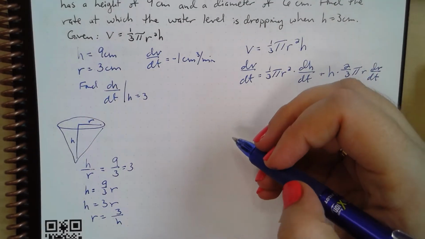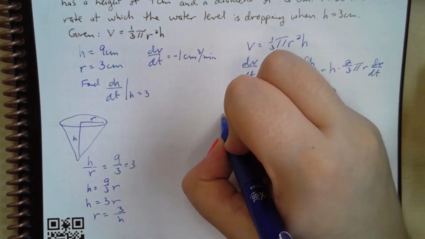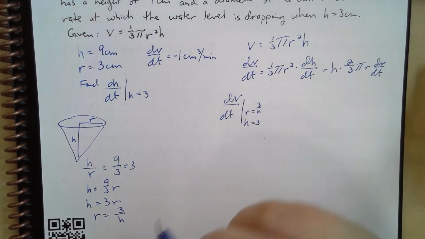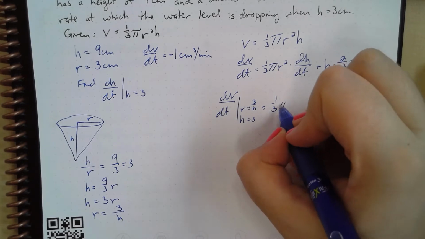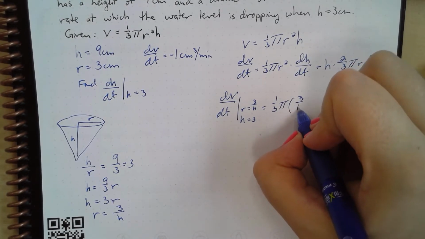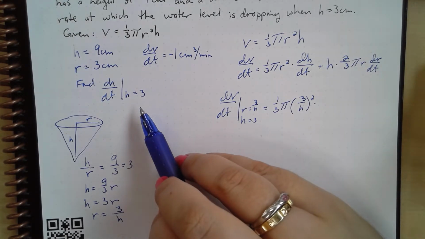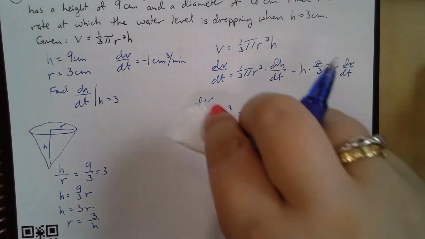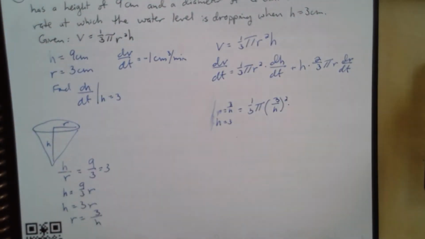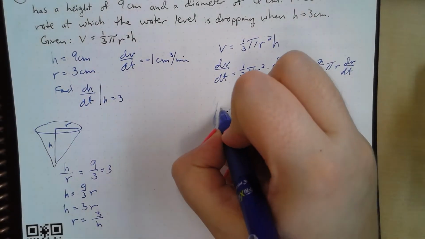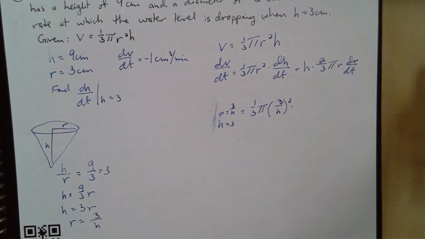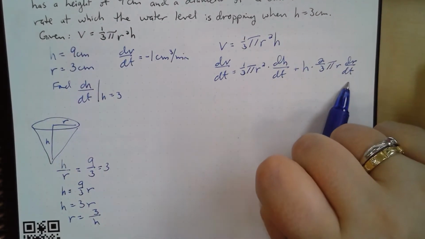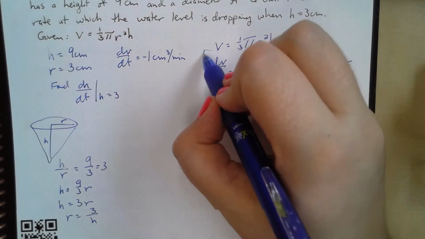So I'm going to go back here. Now I have dV over dt when h is equal to 3 and r is equal to 3 over h is going to be equal to 1/3 pi times 3 over h squared times dH over dt. And actually, I shouldn't even have written a dV over dt here, because that I already know, don't I? Dang it. I'm going to pause it one more time. I really got ahead of myself here, so I'm going to go back to this original formula and ignore that.